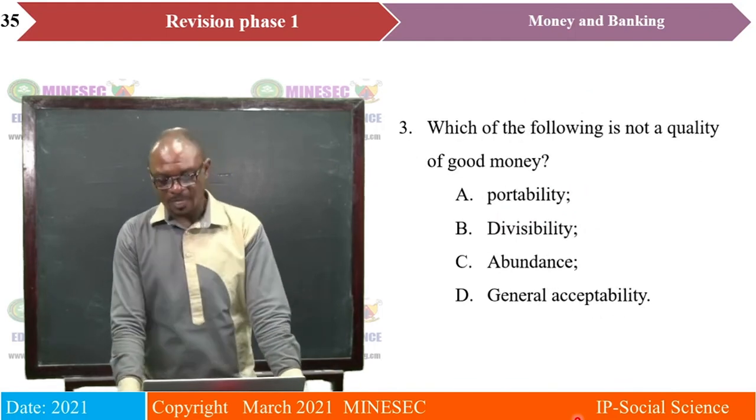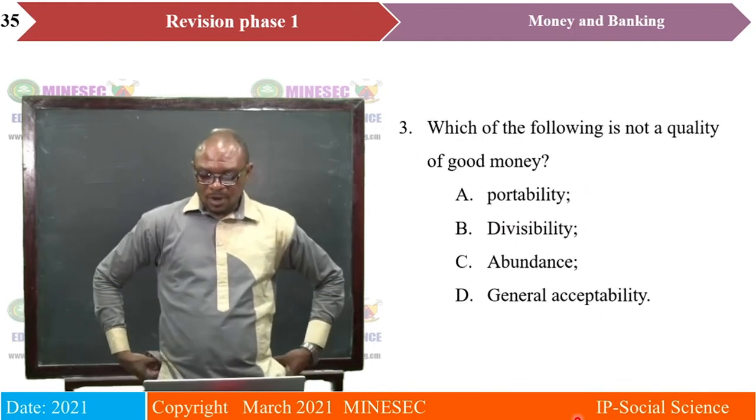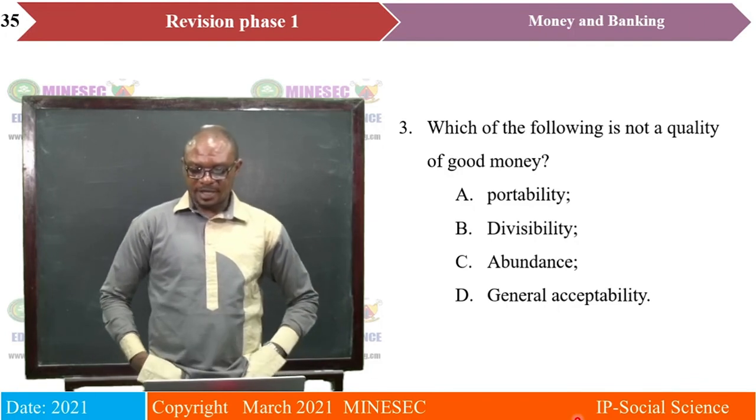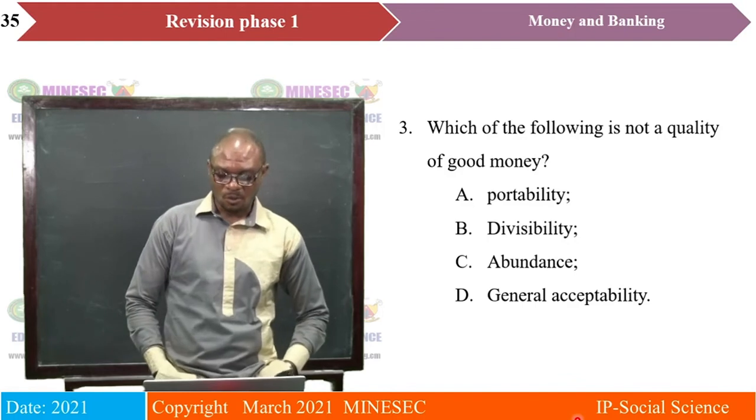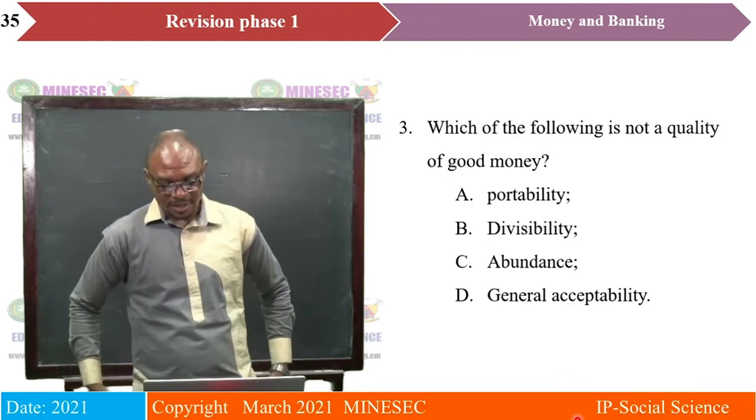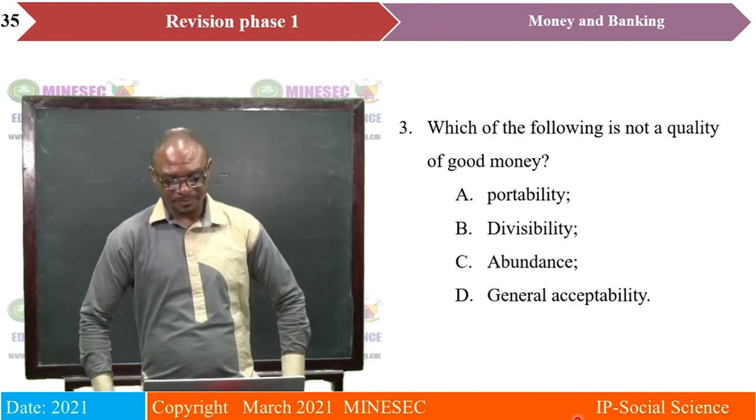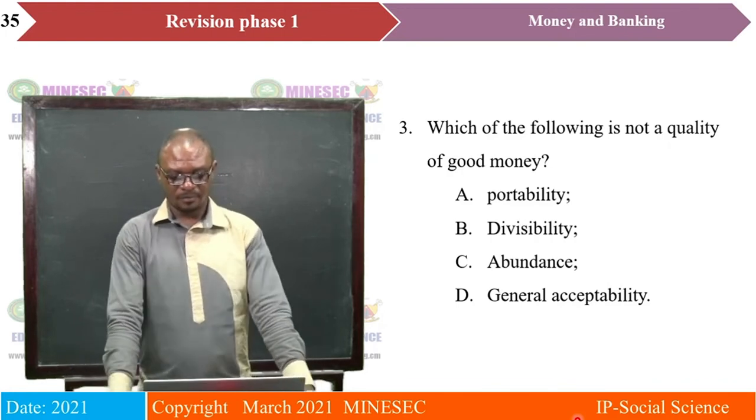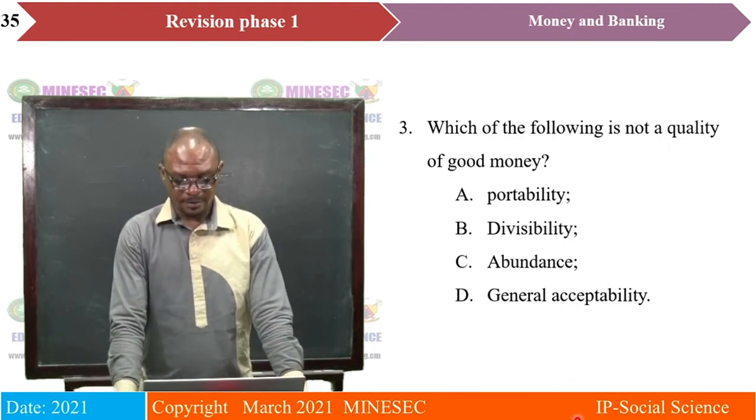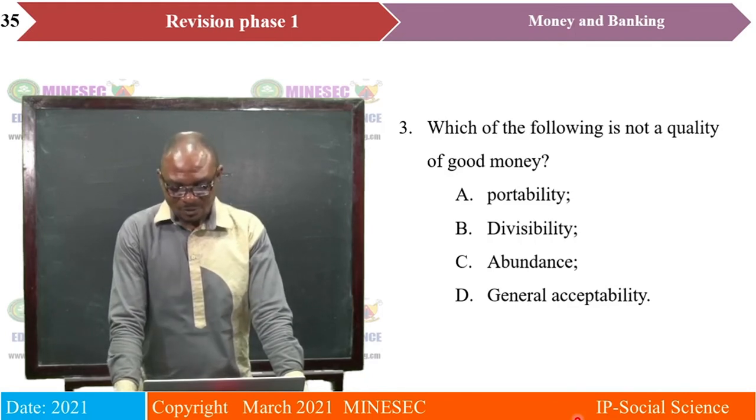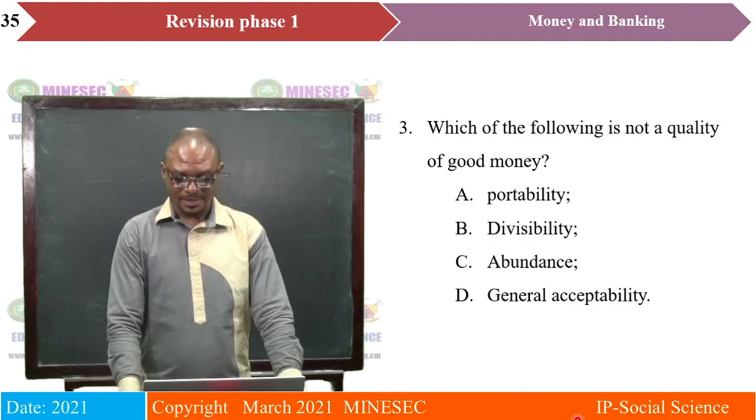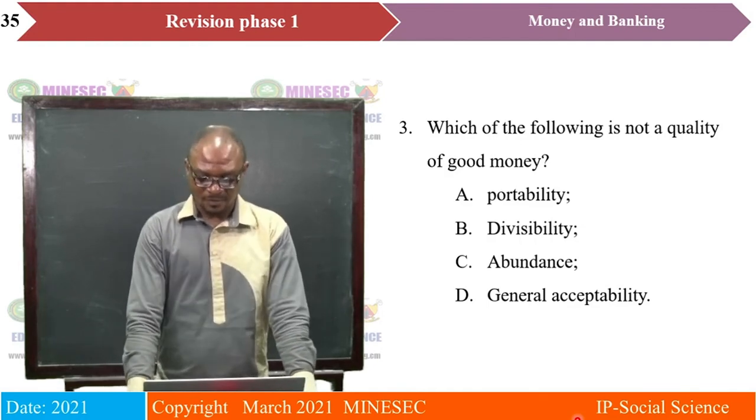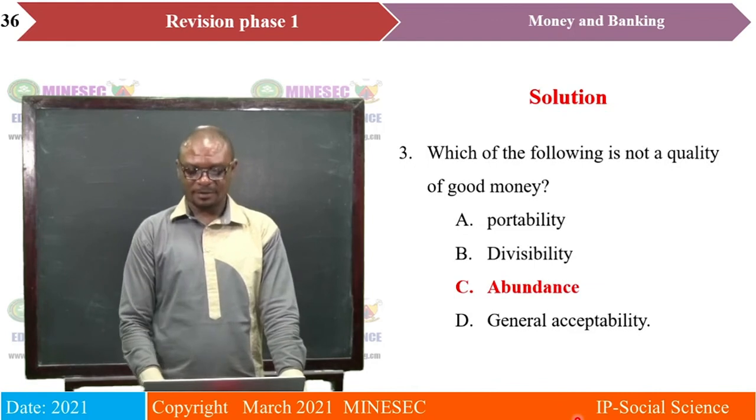Question number three. Which of the following is not a quality of good money? A. What did you say? C. C, abundance. Of course, that is correct.